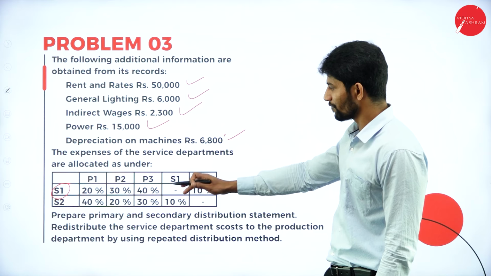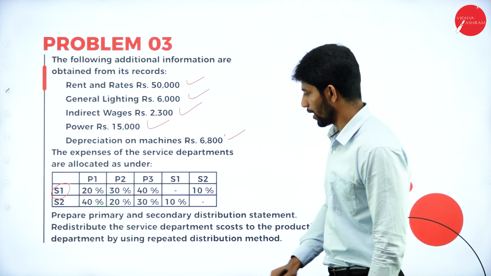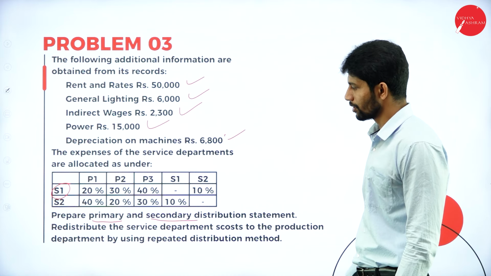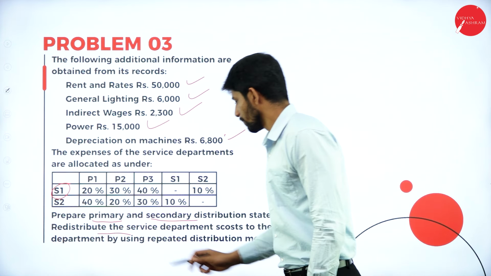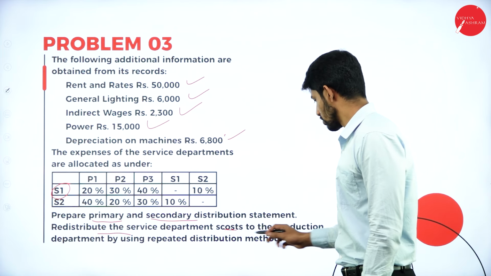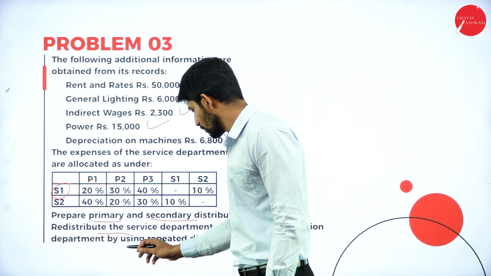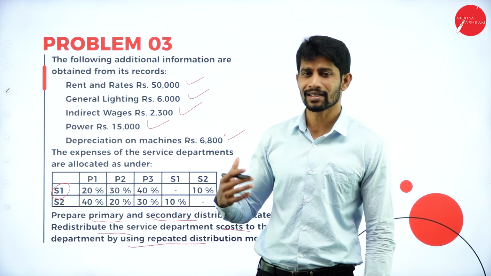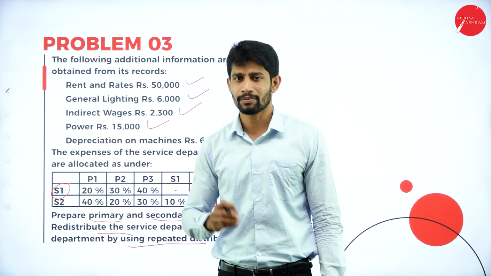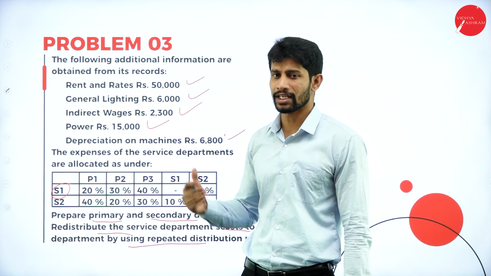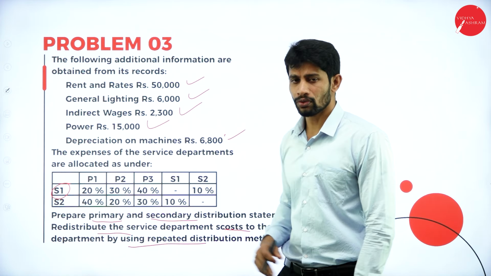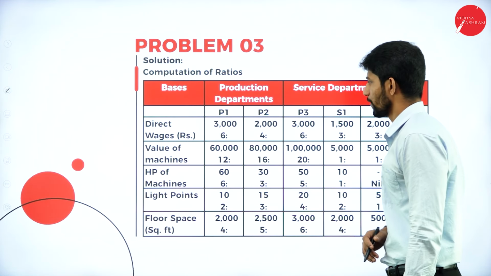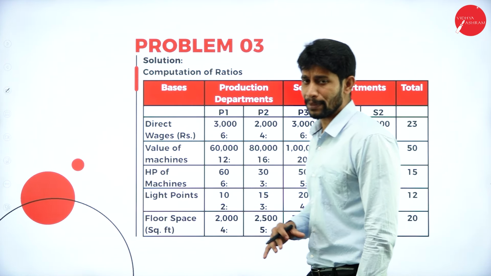So by using this information, we are supposed to prepare the primary and secondary distribution statement, and redistribute the service department costs to the production departments by using the repeated distribution method. That means until we get 0 with respect to service departments, we are supposed to redistribute the expenditure relevant to service departments. I'll explain how to do it. So first we solve the problem under primary distribution.